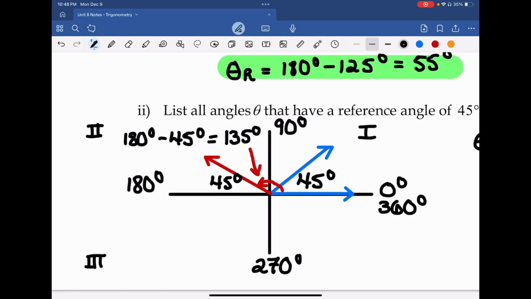Now we're going to go down to quadrant 3 and see if we can solve for whatever this angle is. I'm going to use a different color. Again, I'm going to draw my terminal arm in quadrant 3. I'm going to show the rotation going in the counterclockwise direction just to show that it is a positive angle going this way.